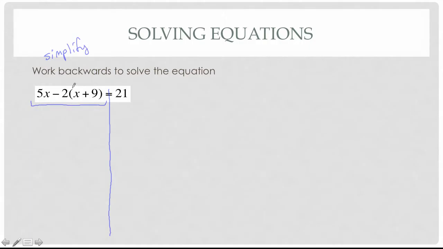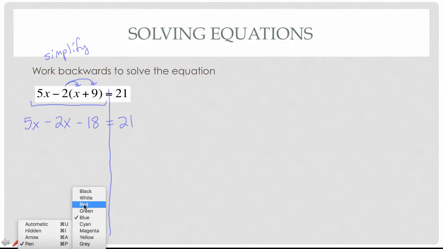Okay, I see some parentheses, so I'm going to simplify with the distributive property. I'm going to multiply this -2 into the x and into the 9. And that's going to give me 5x. -2 times x is going to give me -2x. And then the -2 times 9 is going to give me -18. All right, there's no more parentheses. That's looking a little bit nicer now.